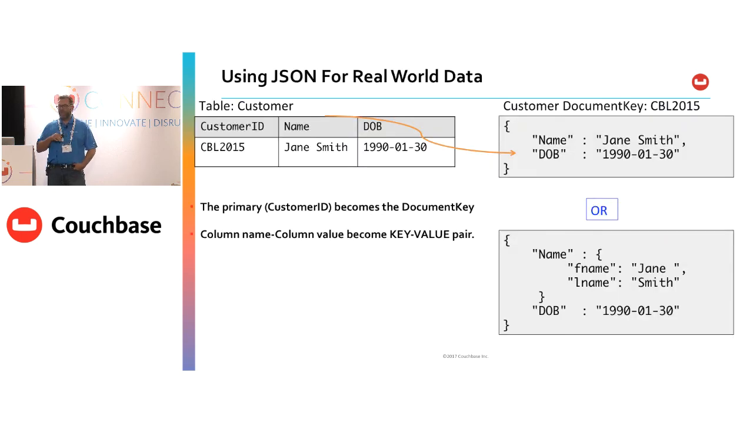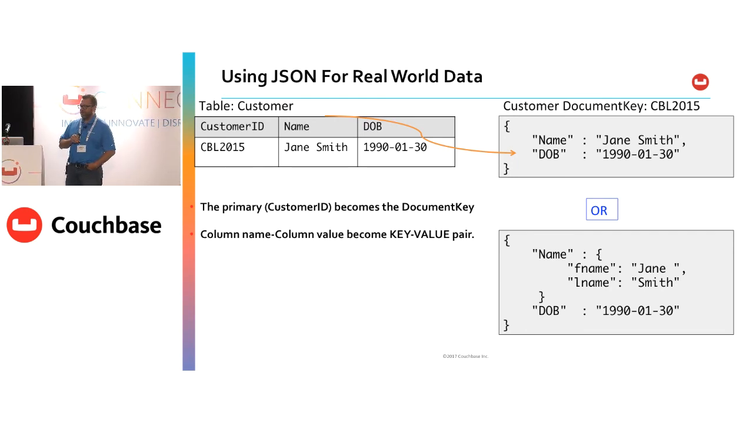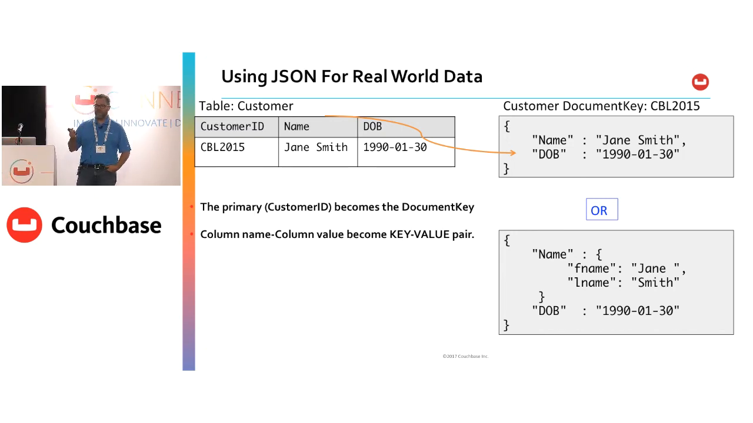So if we go back to our real world customer example, what this might look like in a table format would be a customer ID column. In this one it's CBL 2015, a name field called Jane Smith, and a date of birth. In the JSON NoSQL world, I would take that customer ID, and that would become my key to do a lookup against the NoSQL database. And then I have some flexibility on how I can model the data, right? The top example shows a very simple representation of the name, just as a string, Jane Smith, whereas in the bottom one, we've broken the name down into a couple of different attributes called first name and last name, and I can reference those accordingly. So we have a little more flexibility with JSON and how we can structure those objects.